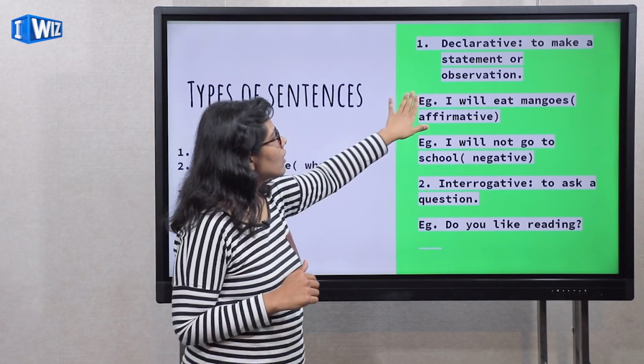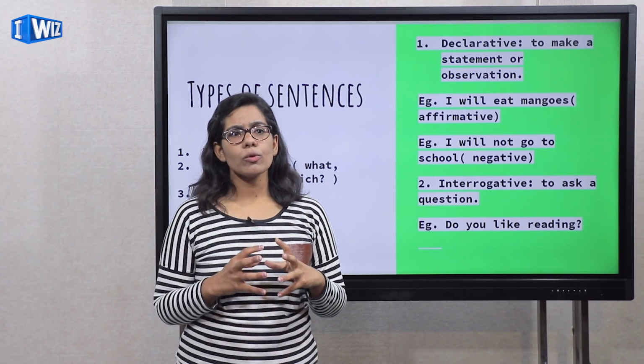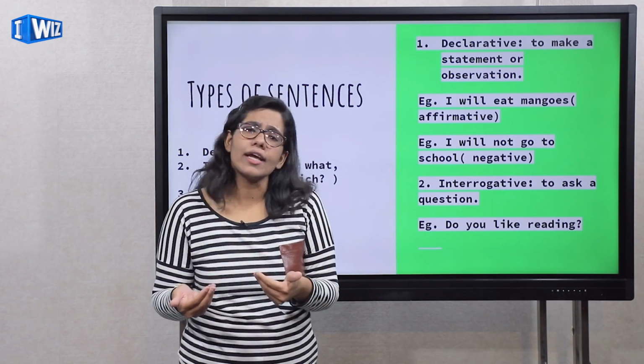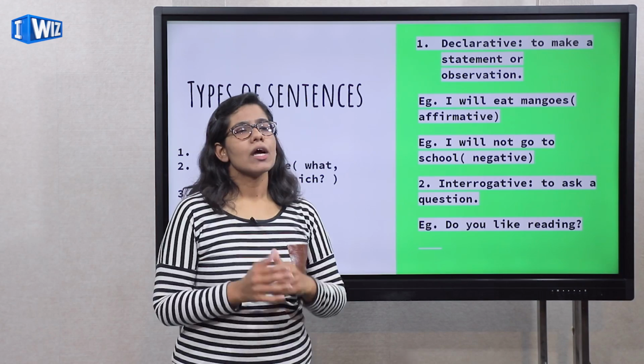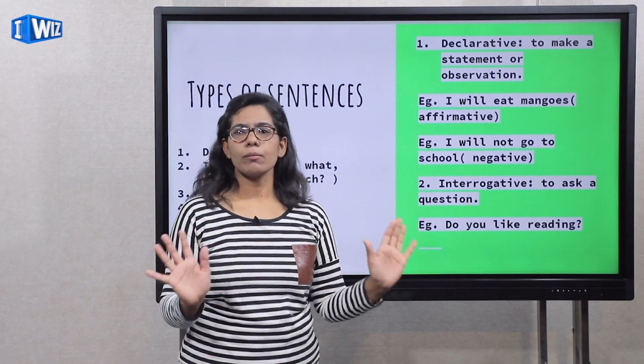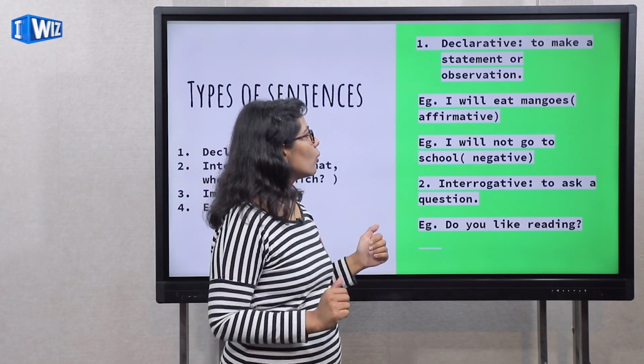First, we have declarative. In declarative sentences, you will always declare something. You will make a statement. It can be positive or negative. Let's say, I am going to study. That's a statement, right? You're declaring that, okay, I'm going to study. And here we have, I will eat mangoes.